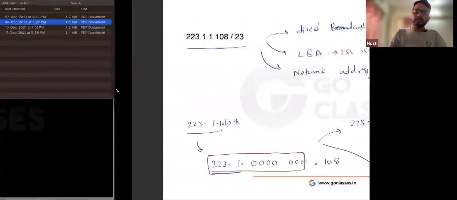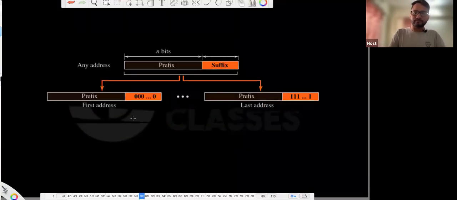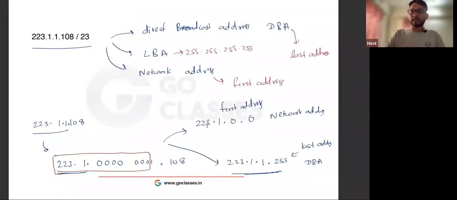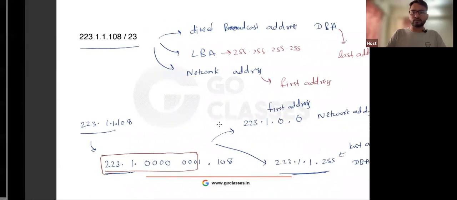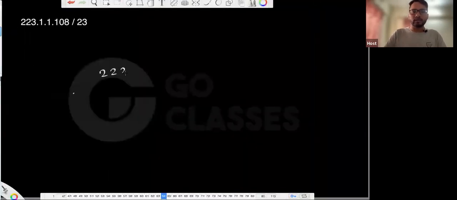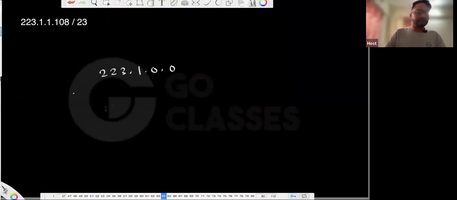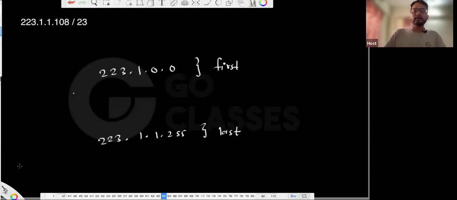Suppose this is given to me. Then obviously you can find the first address and the last address. 223.1.0.0 is your first address, right? Similarly, 223.1.1.255 is your last address. It is your first address, and it is your last address, right?